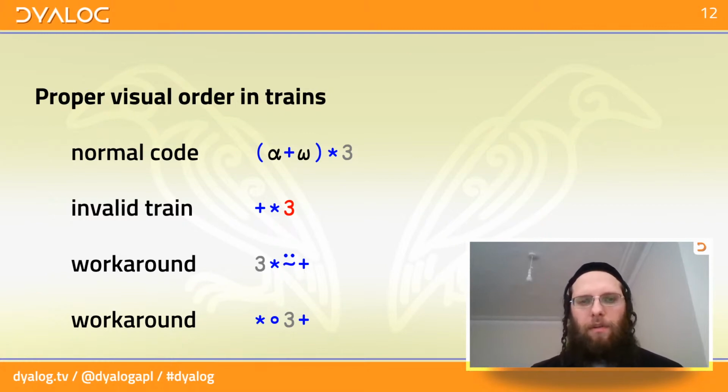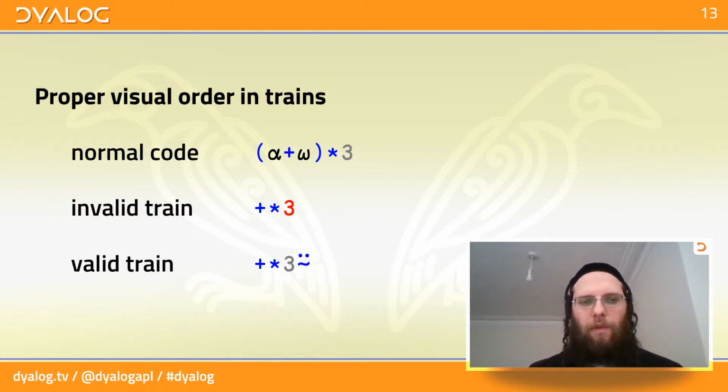Now with the constant operator, we can preserve the order we had before, because we change the array as the right tine into a function. This becomes a valid train, and now we have function, function, function. That's fine, and we can read this still as the sum to the power of the constant 3.